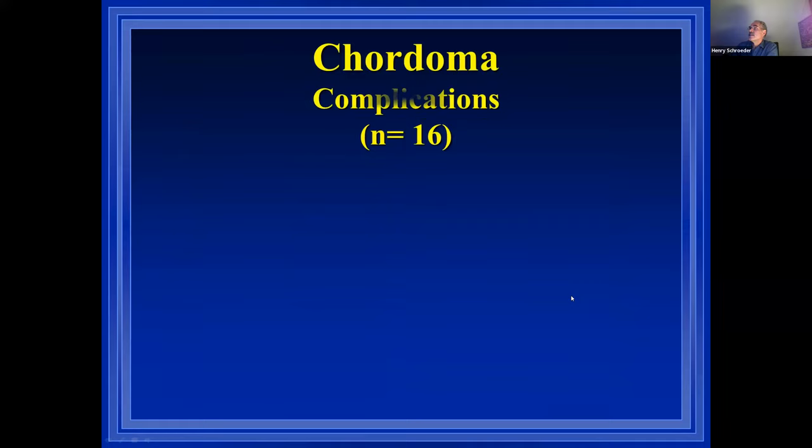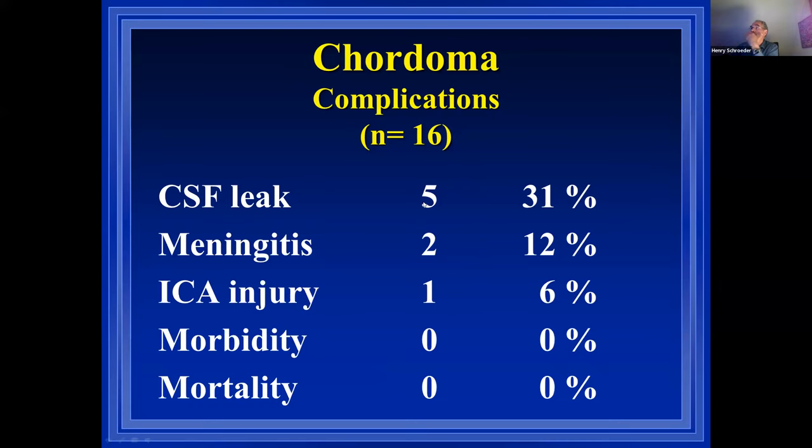So what are the complications of this approach? CSF leakage is the most frequent complication. We had 5%, even with the flap. In two cases, we had a meningitis. And so far, I had no carotid artery injury.